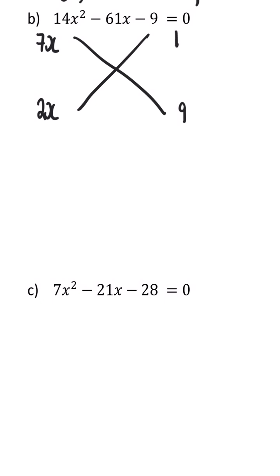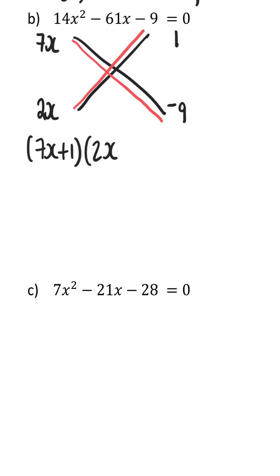Now I want to end up with negative 61, so I'm thinking I need my negative here, because 7x times negative 9x gives me minus 63, plus 2x times positive 1. Well, that does give me negative 61x. So I'm writing out my first factor is 7x plus 1. My second factor is 2x minus 9. And again, it's equal to 0.